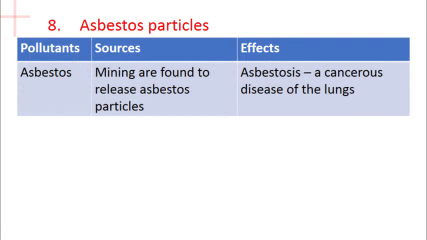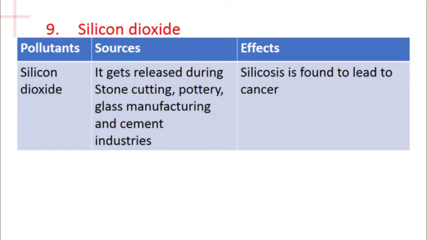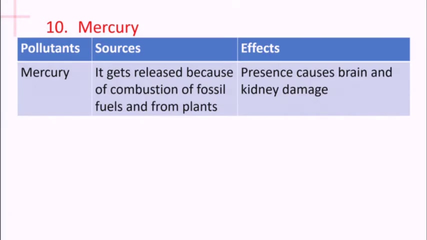Now coming to the eighth pollutant, asbestos particles. Mining is found to release asbestos particles. Asbestosis is found to cause cancer of the lungs. The ninth pollutant is silicon dioxide. Silicon dioxide gets released during stone cutting, pottery, glass manufacturing and from cement industries. The tenth pollutant is mercury. It gets released because of combustion of fossil fuels and from plants. It causes brain and kidney damage.